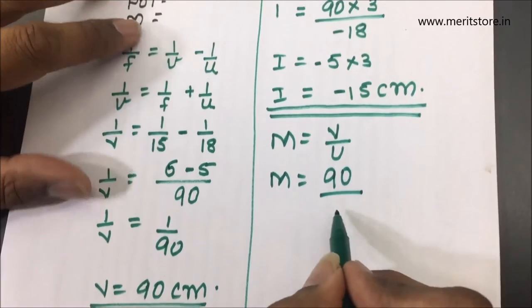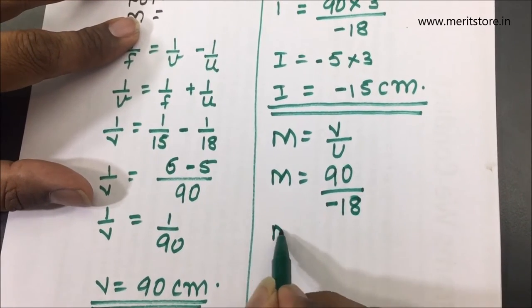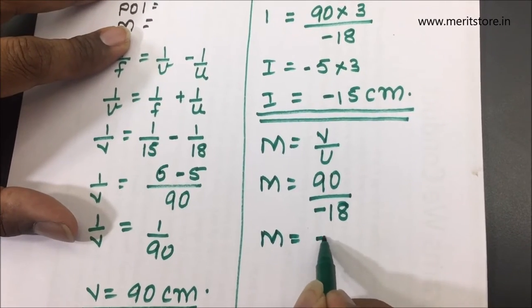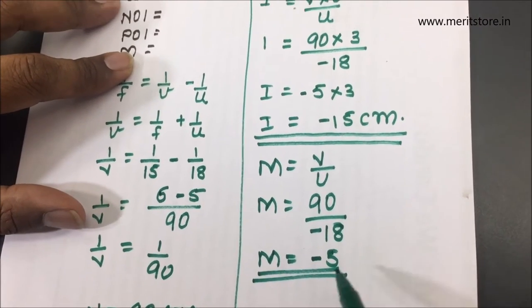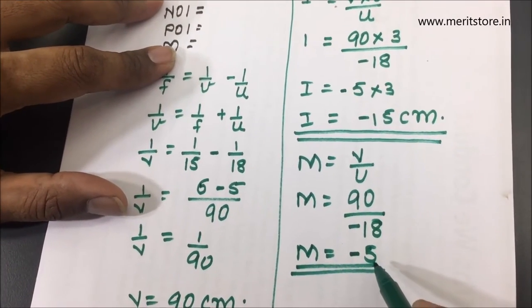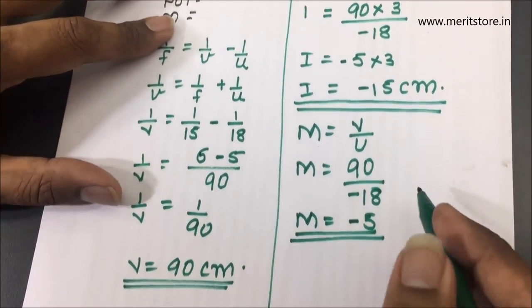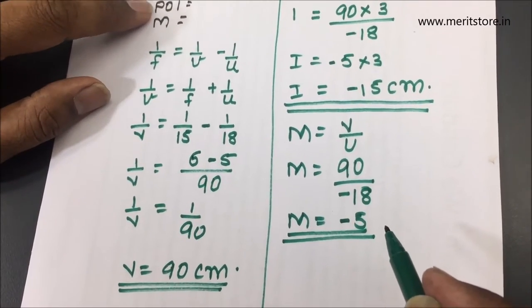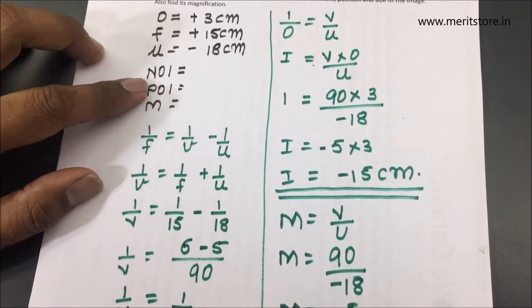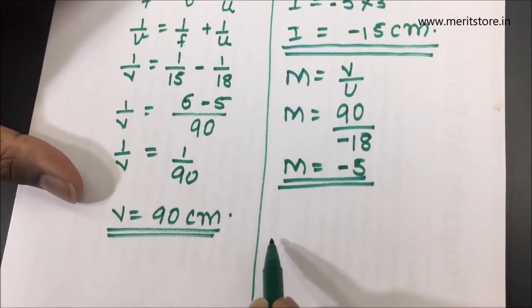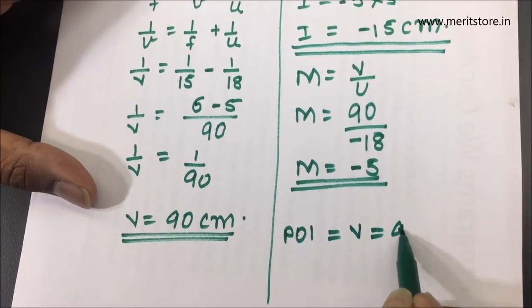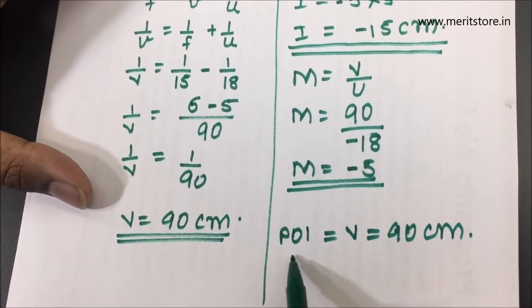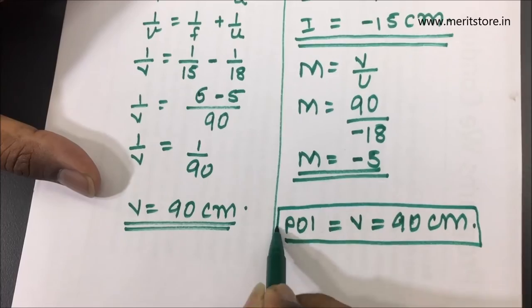90. U kitna hai? Minus 18. Therefore, magnification kitna hua? Minus 5. Magnification will not have a unit. Remember that? Because it's a ratio. Now, what is the question saying? Position of the image? Position of the image is what? This. Which means we got the position of the image. The position of the image is V is equal to 90 centimeters. That's what they asked us. So we are giving them this.